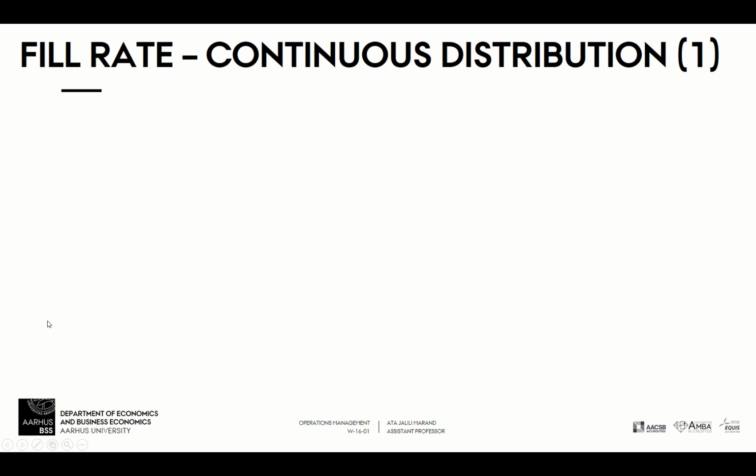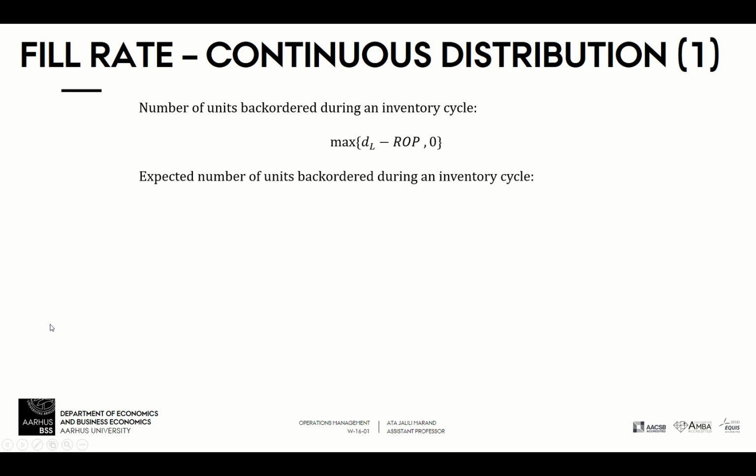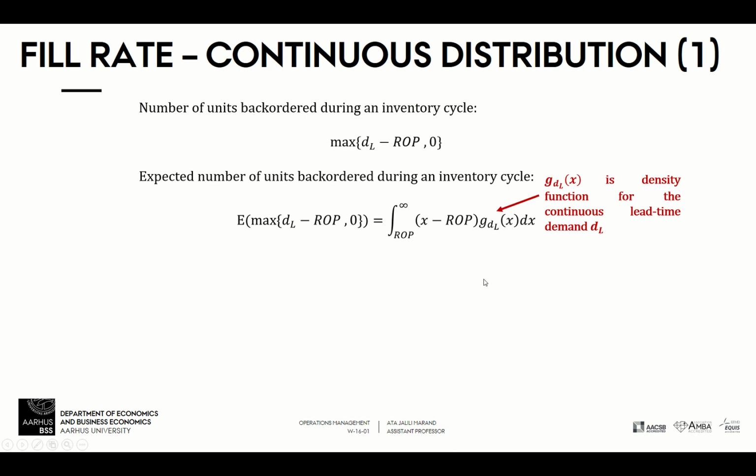When the demand during lead time follows a continuous distribution, calculations are a bit different. Here, to calculate the expected number of units backordered during an inventory cycle, we will have this expression. Instead of the summation, we have an integral, and instead of the probabilities, here we have g_DL of x as the density function for the continuous lead time demand, DL. And of course, we'll take the integral for all x's that are greater than our ROP.